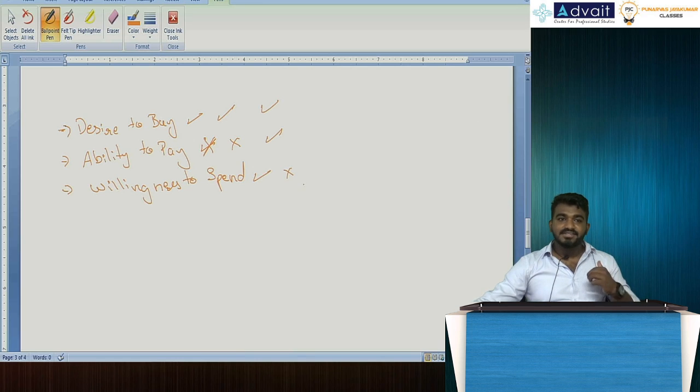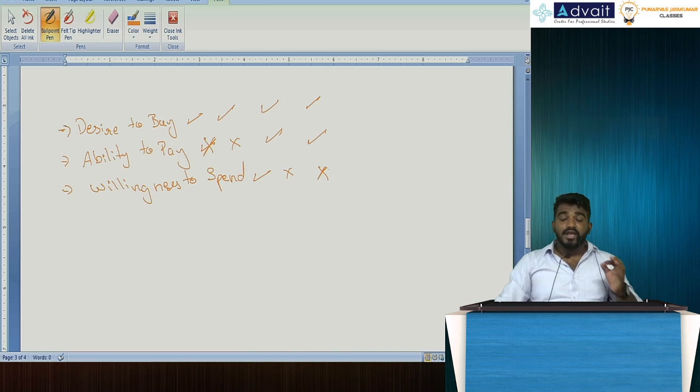Now, last example, CSEET Kiran sir. Did I have desire to buy that bike? Yes sir. Ability to pay? Very much yes sir. Willingness to spend? No sir. You are not ready to shell out money at all. Now you can observe, in all the four examples, one or the other element is missing. Acceptable?